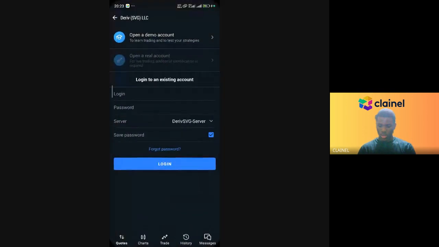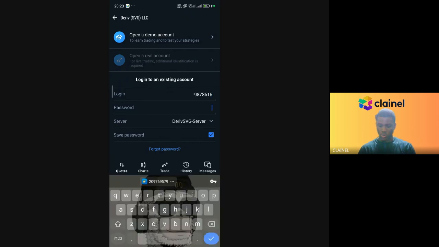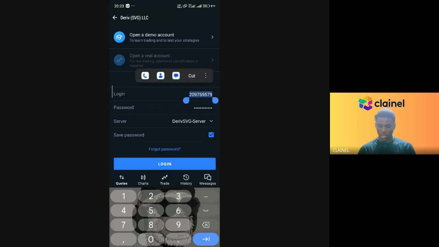Okay, so it didn't work earlier because the server was a different one. It was on demo instead of server. I did it with that earlier. So all we have to do now is put in our password and then it works.